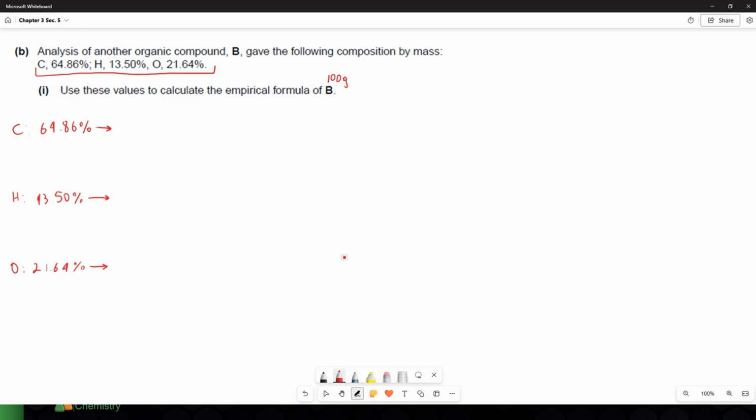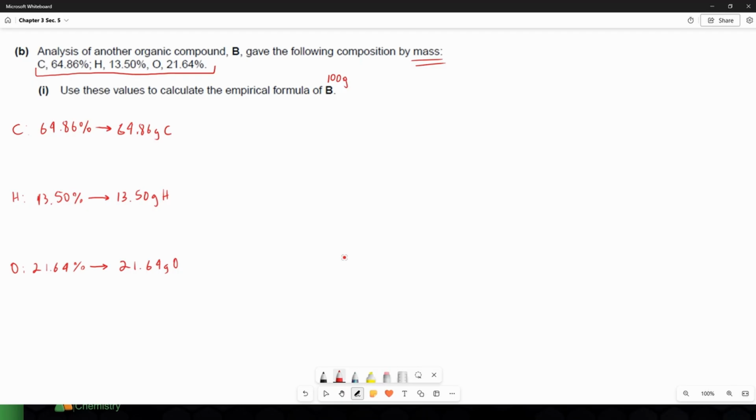64.86%, because this is composition by mass, of 100 grams is simply just 64.86 grams. And that's what we're doing here. We're assuming we have 100 grams of this sample so that the percentages just become grams. If we have 13.50% hydrogen, that means we have 13.50 grams of hydrogen in 100 grams of the sample. And if we have 21.64% oxygen, that means that 100 grams of the sample have 21.64 grams of oxygen.